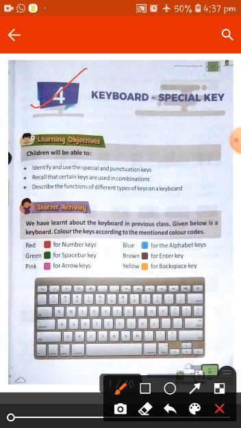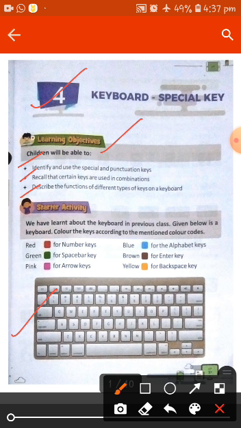Okay, students. So children will be able to identify and use the special and punctuation keys. Recall that certain keys are used in combinations, and describe the functions of different types of keys on a keyboard. Now, we have learned about the keyboard in the previous class. Given below is a keyboard, as you see in this picture.